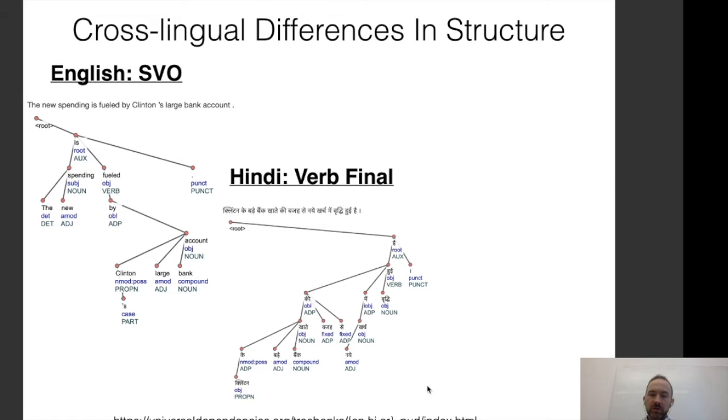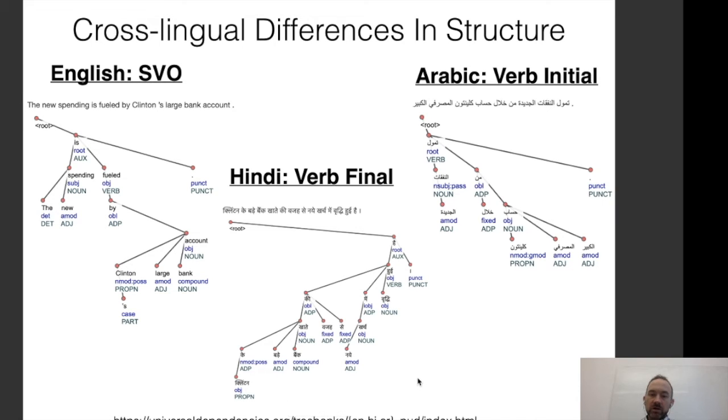So you can see that Hindi would have the verb on the right and the subjects and objects on the left. And then if we look at Arabic, Arabic is a verb initial language, and we can see the subject and the object come on the right. So this is basically VSO word order. That's the interesting thing. I cannot read Hindi or Arabic, but I can look at these trees and basically say that, oh, I see that the underlying structure of the languages is different just by looking at the analyses here.